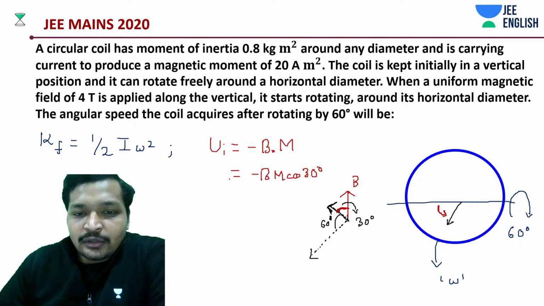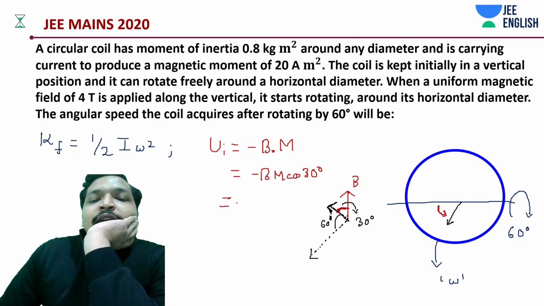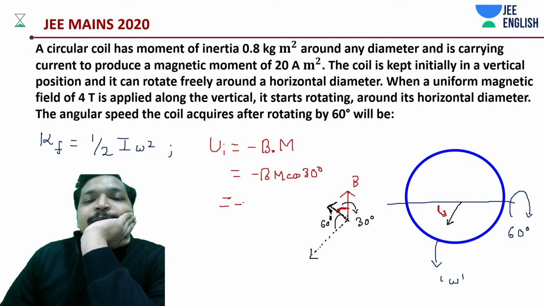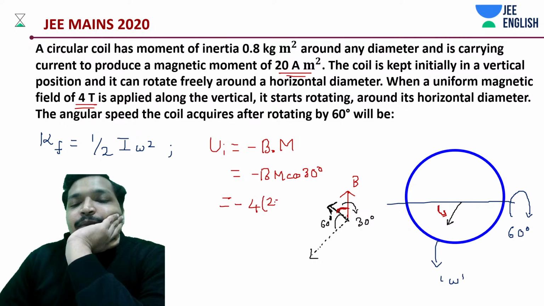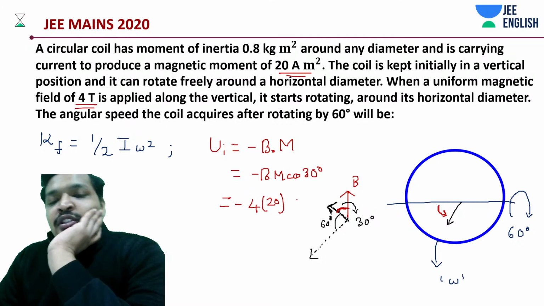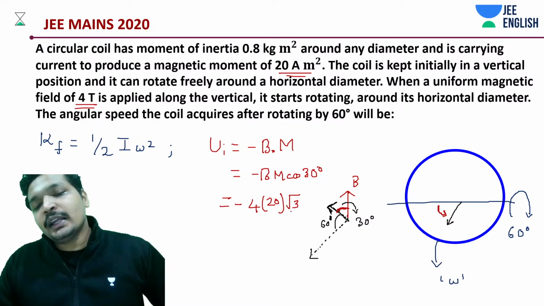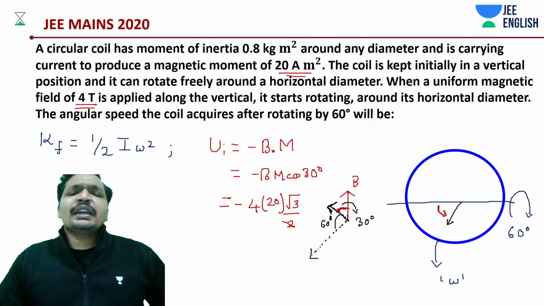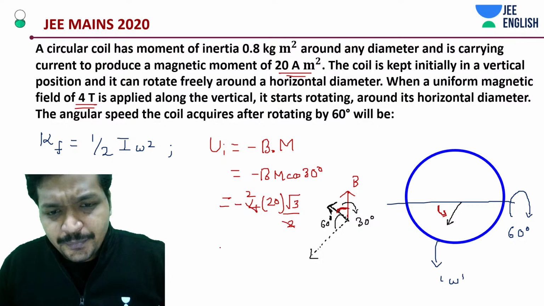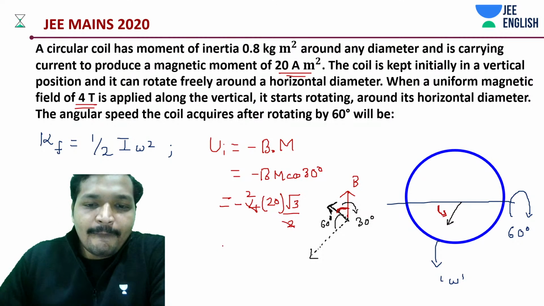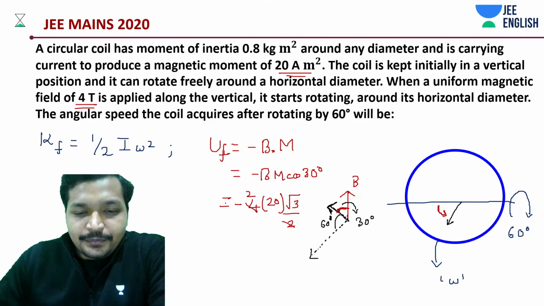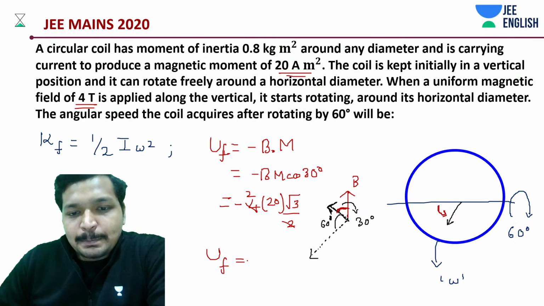Just let's take a moment and calculate the value of this moment. And how much is the B value given to us? 4 Tesla. And moment is 20 ampere meter square. And what do we have? Cos of 30 degrees, root 3 by 2. Basically minus 40 root 3. Are we correct? That's correct. This is U final, minus 40 root 3.